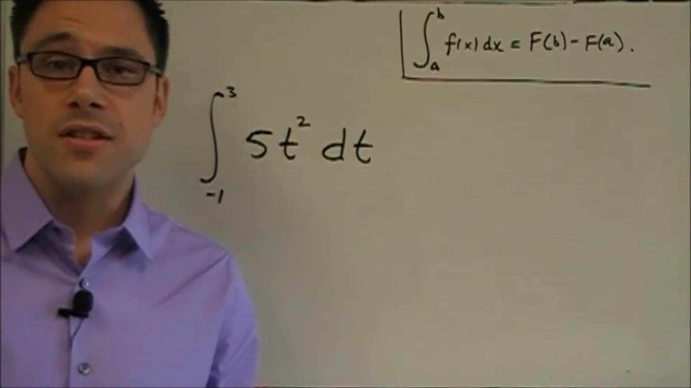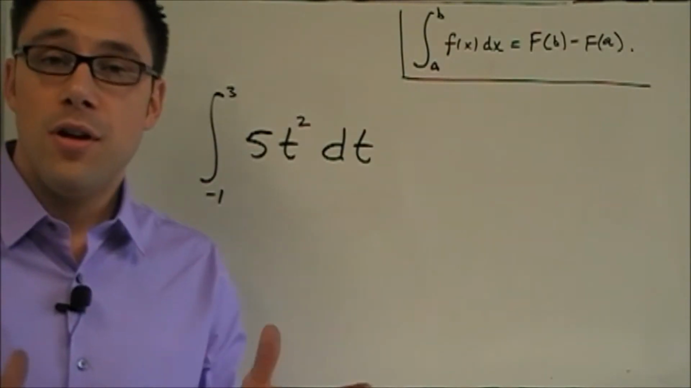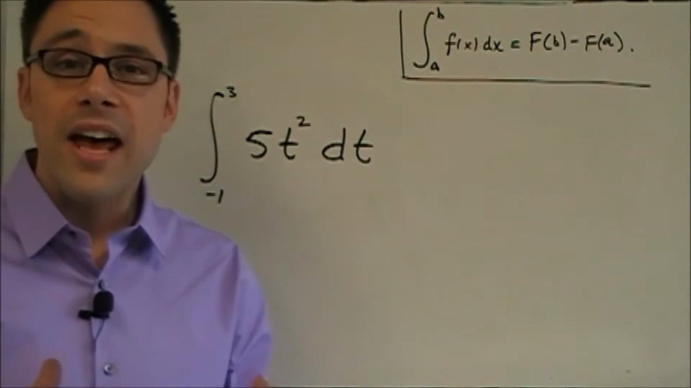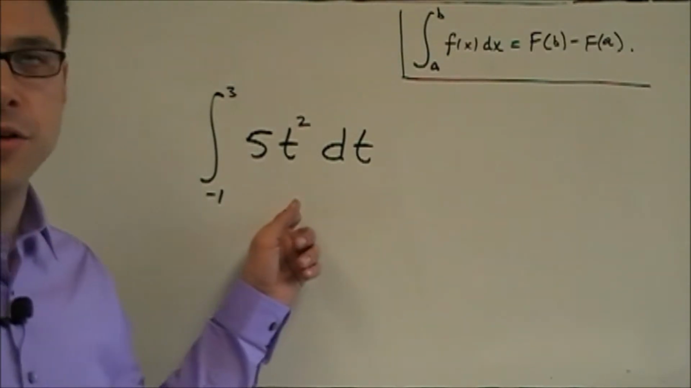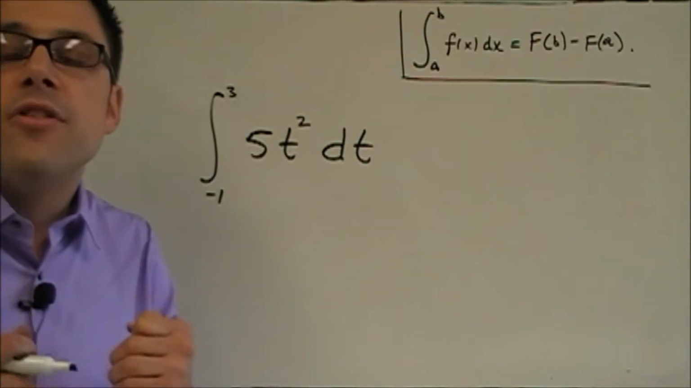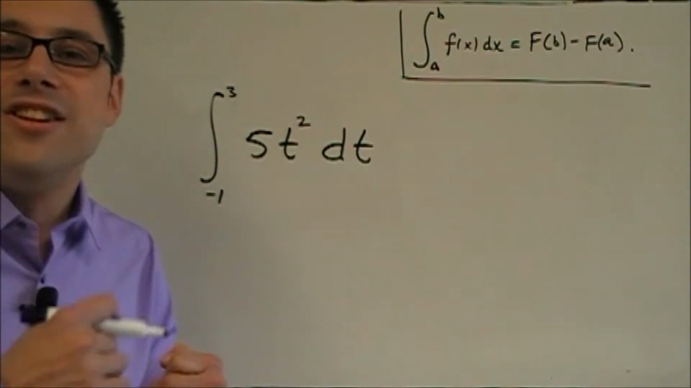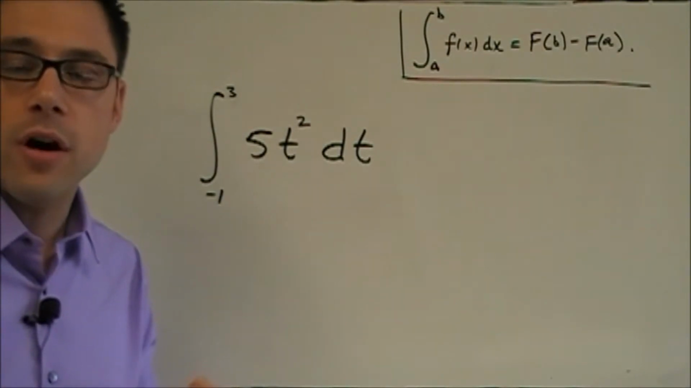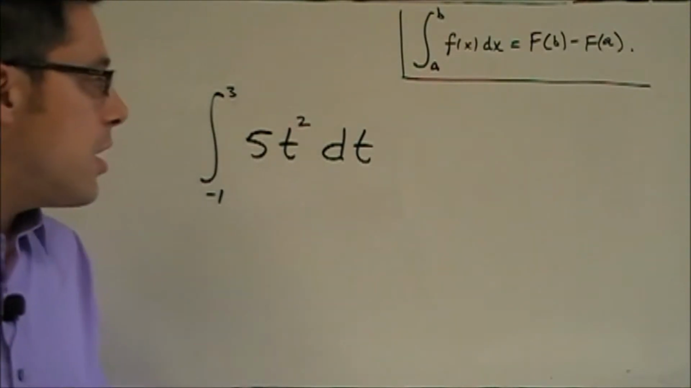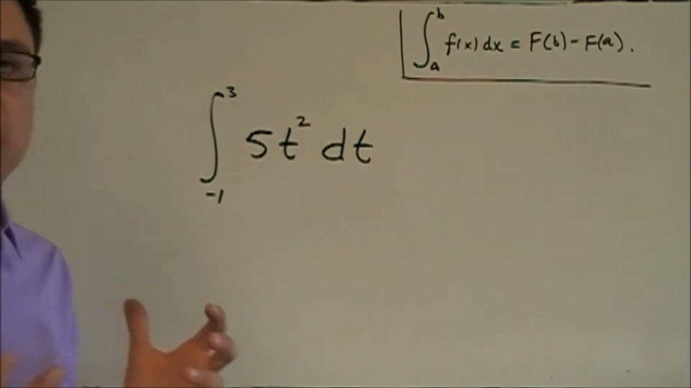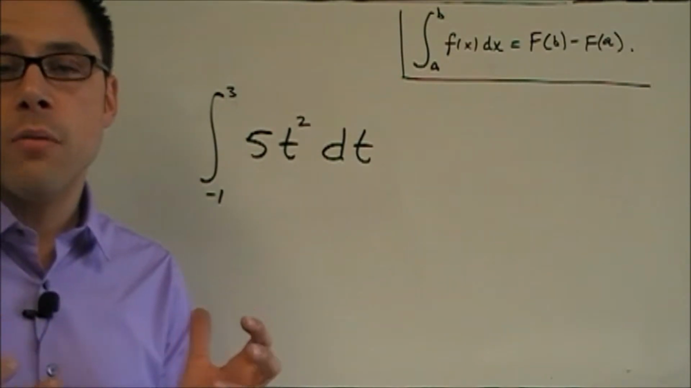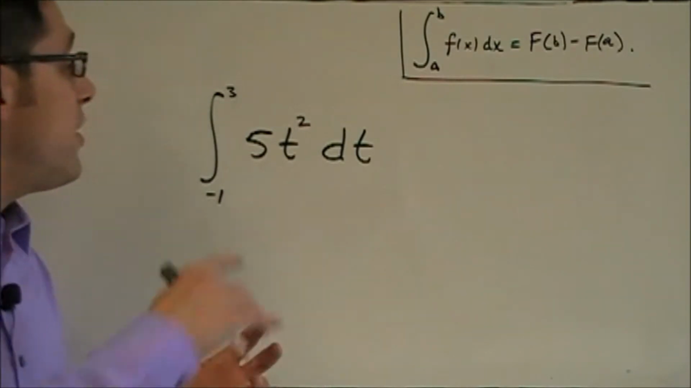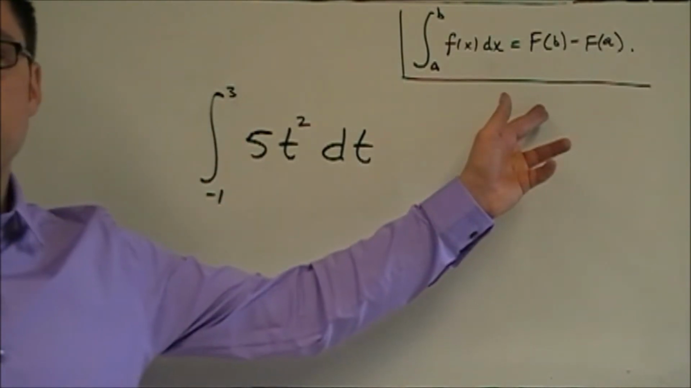All right, so here it is. Here's a simple example using the fundamental theorem of calculus. That is, I want to compute this definite integral. Again, with a definite integral, we want a number as an output, not a function, because it's definite. So to compute the definite integral, all I need to do is to determine the antiderivative and then plug in the endpoints. That's what the fundamental theorem of calculus says.